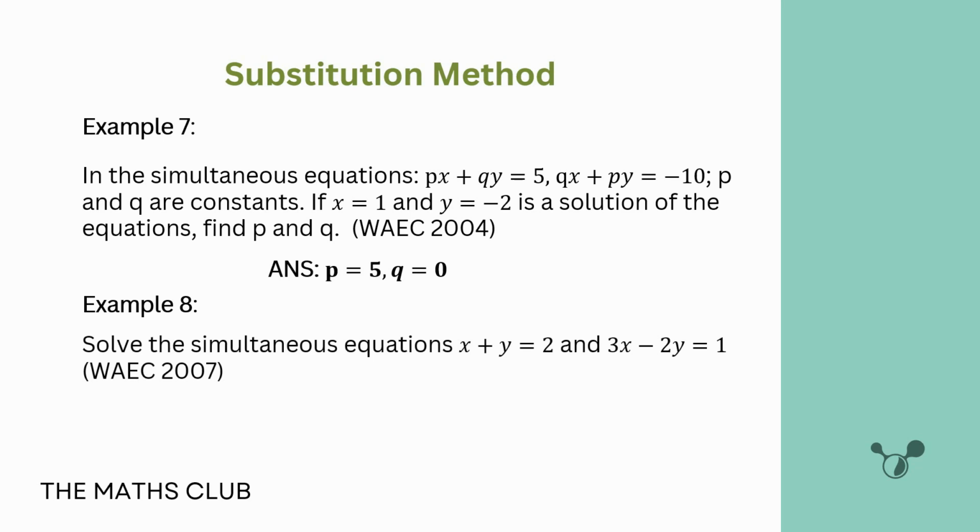Example 8 says that we should solve the simultaneous equations x plus y is equal to 2 and 3x minus 2y is equal to 1. This is from 2007. I want you to pause the video and try this out yourself.